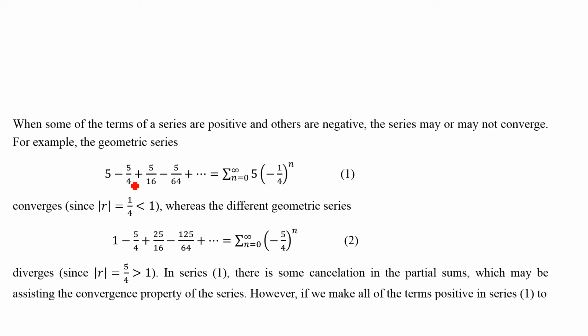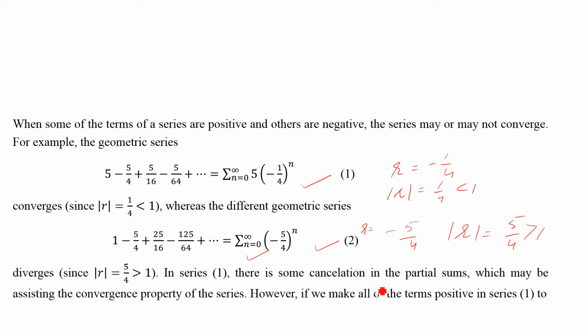So for example, we have this series and it has alternate negative and positive terms. This is actually a geometric series with common ratio minus 1 over 4, and we can observe that the absolute value of this common ratio is 1 over 4, which is less than 1. So according to the rule of the convergence of geometric series, this series is convergent. Now there is another geometric series given in 2, and you can see that the common ratio for this is negative 5 over 4. So in this case, the absolute value of the ratio is 5 over 4, which is greater than 1. So, according to the convergence and divergence of geometric series, we can conclude that this series is divergent, right?